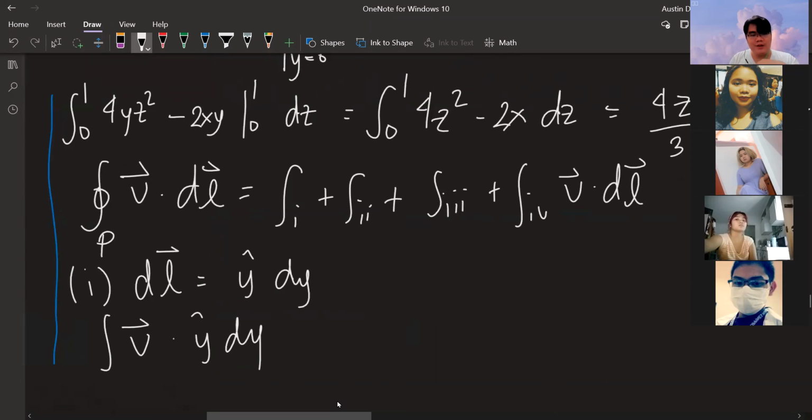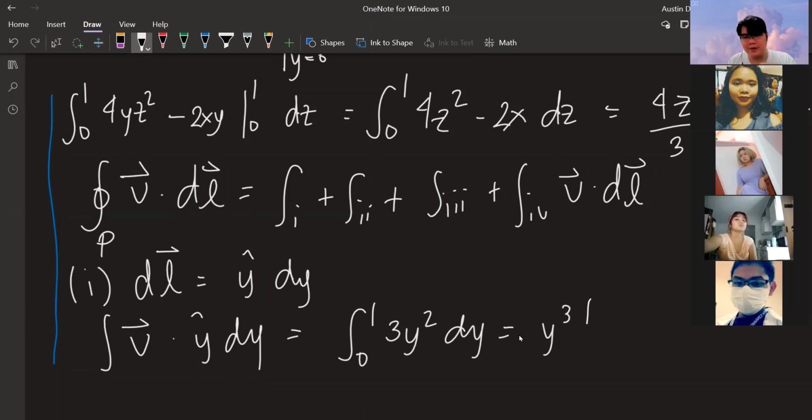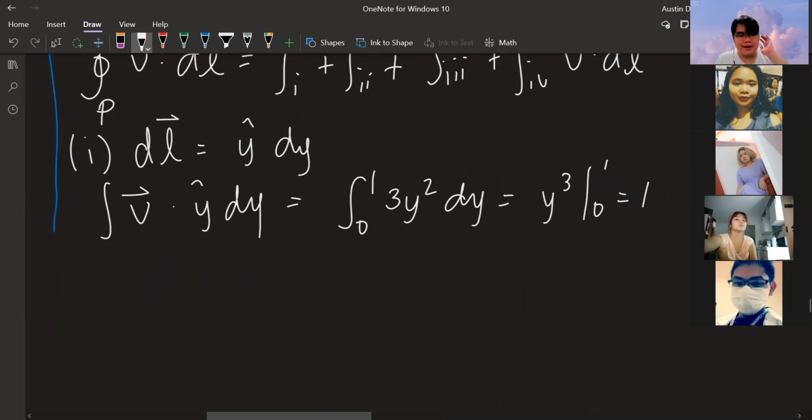So I'm left with the integral of 3y squared dy, and our path is from 0 to 1. This is simple: y cubed over 3, and the 3 cancels, so that gives me y cubed evaluated from 0 to 1, and that is just 1. Is that right? Let me double check. Right, and let's continue.